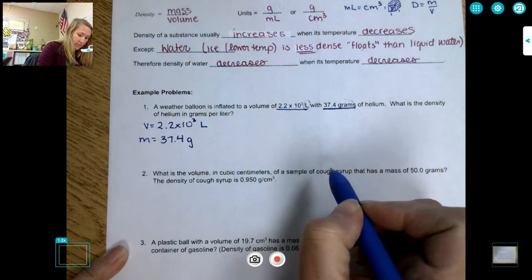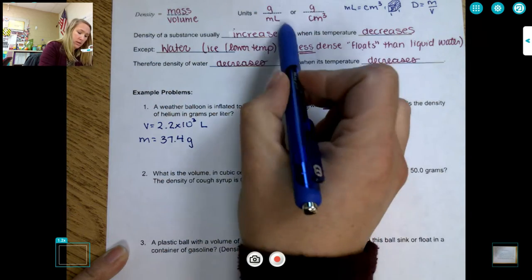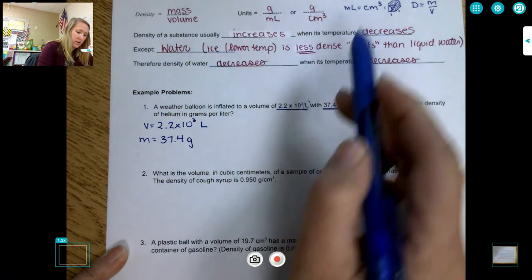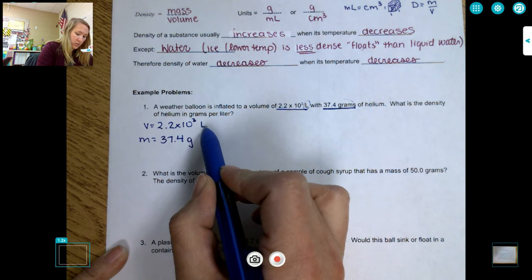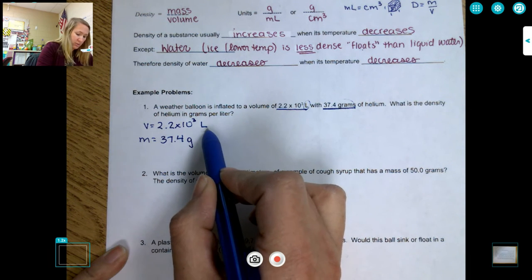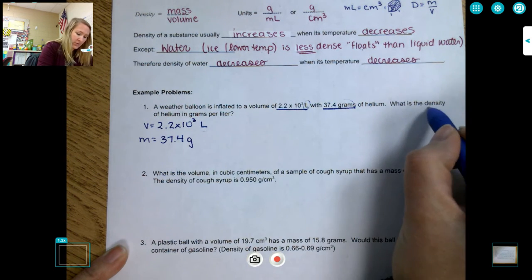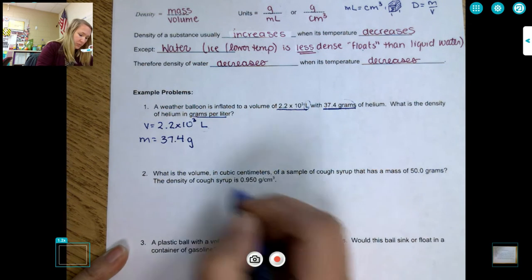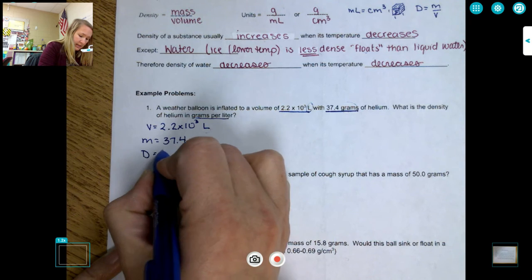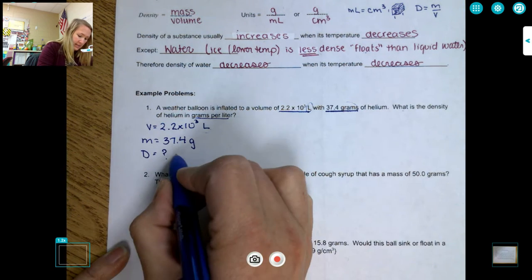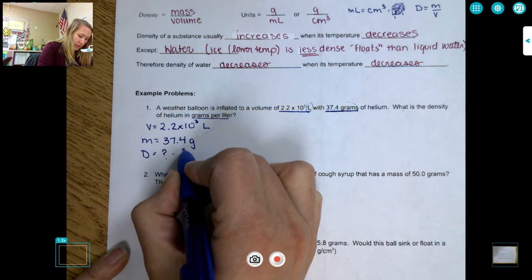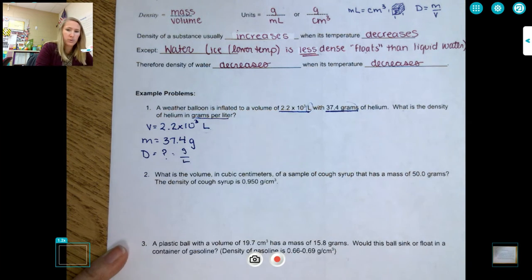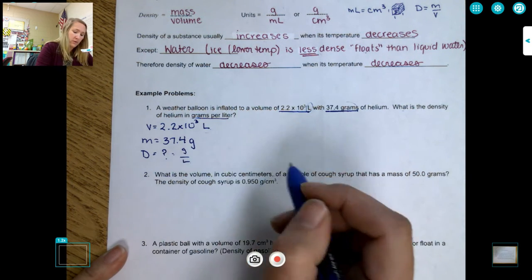37.4 grams. Now, in our formula for density, we can see that volume is either milliliters or centimeters cubed. So we could possibly have to change this into milliliters. Luckily, though, it asks for the density in grams per liter. So we can leave this as is. So we're looking for density. We're asked to find the density in our units of grams per liter. So if our units are grams per liter, we're going to need to take our mass and divide it by our volume.